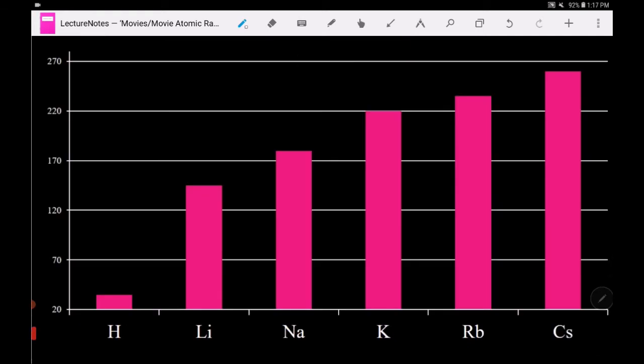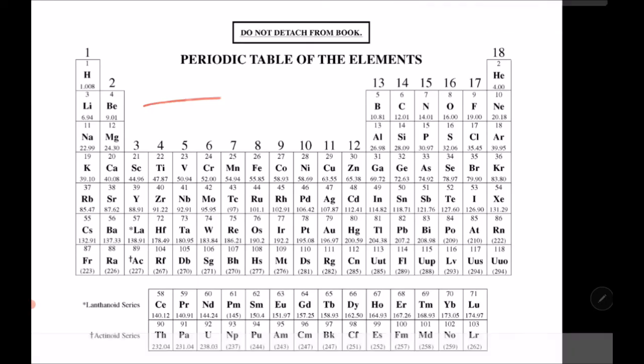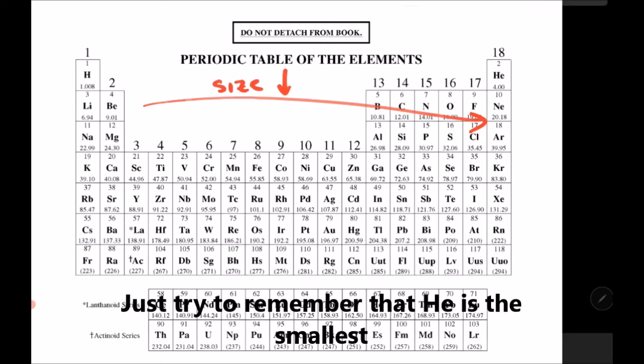However, as you move down the periodic table and you add new energy levels, the atomic radius gets progressively bigger because you're adding more energy levels. So moving down the periodic table is going to increase the size. Moving across the periodic table will decrease the size.